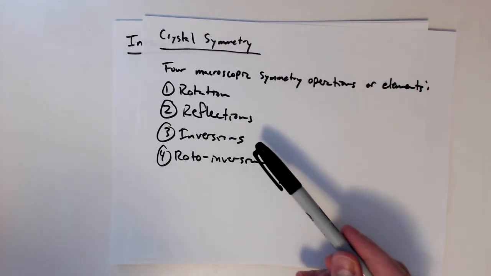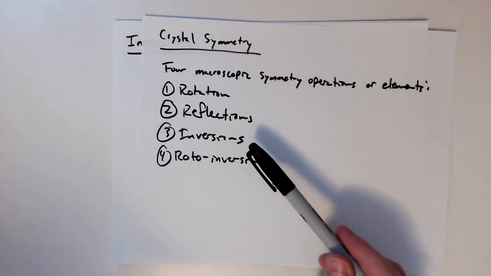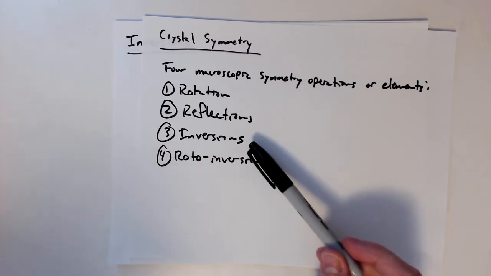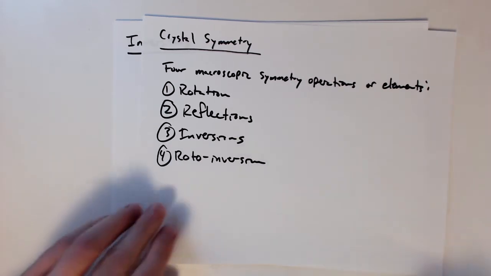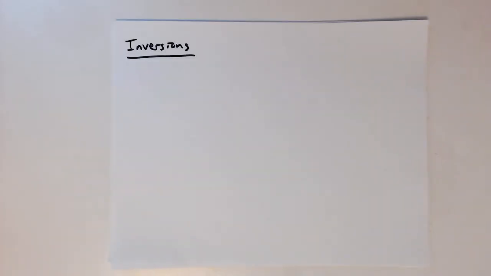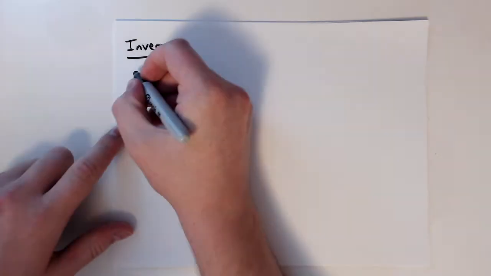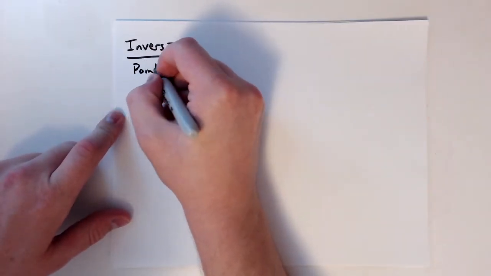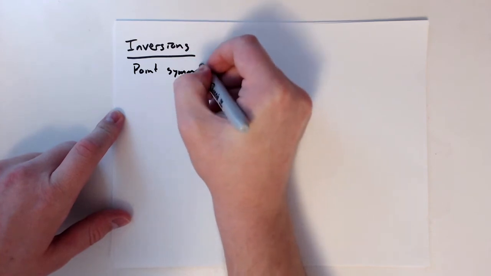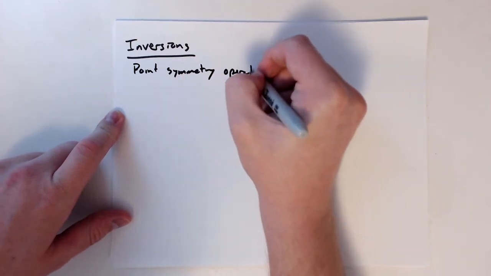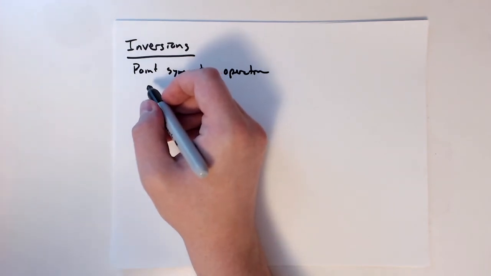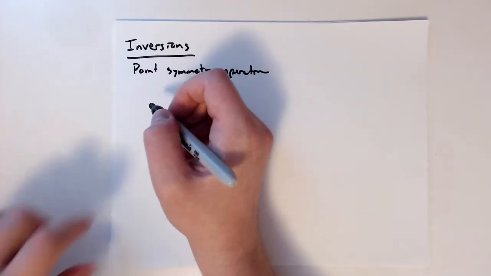All right, now I want to move on to the third symmetry operation, which is operator or element, which is inversions. All right, so let's talk about inversions. So an inversion is what we call a point symmetry operation. So, we've been talking about points, arbitrary points in space and how they rotate. So that's what we're referring to.